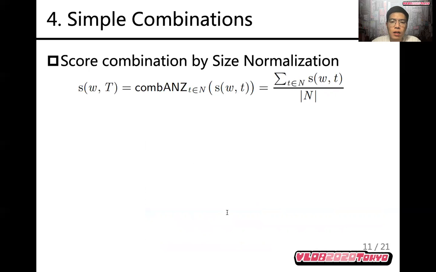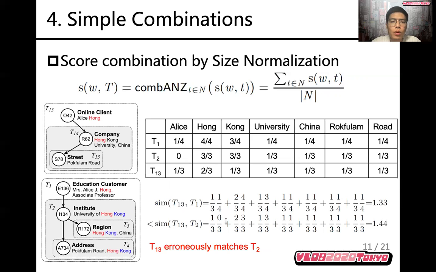Instead of simple sum, the combination with normalization over the size of entity T is computed as the average of non-zero scores. However, in this case, a term in the parent entity T can never be as representative as in the children sometimes. For example, T13 and T2 with higher similarity scores by the size normalization combination will be erroneously returned. However, the truth is that T13 and T1 denote the same real-world entity.